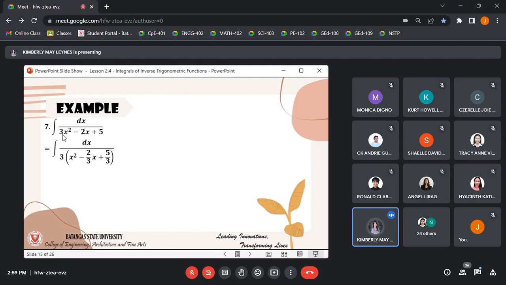So, makikita natin si x squared, yung 3x squared natin, na divide sa 3, x squared na lang siya. Negative 2 na divide sa 3, negative 2 over 3x. 5 na divide sa 3, 5 over 3.